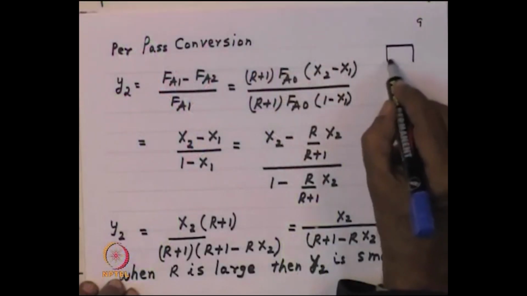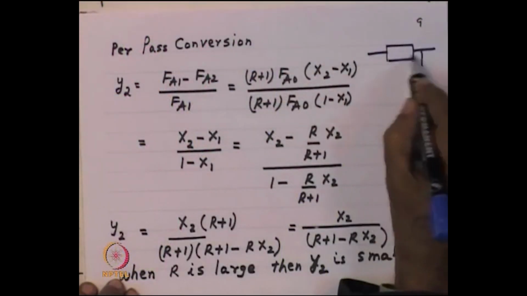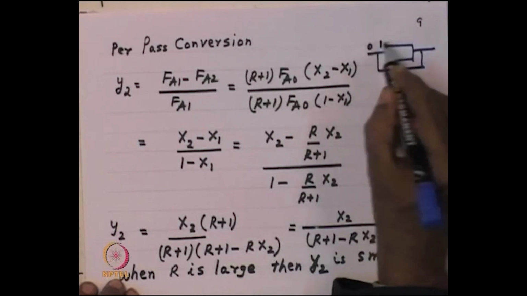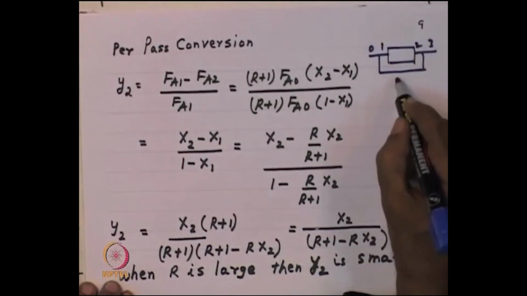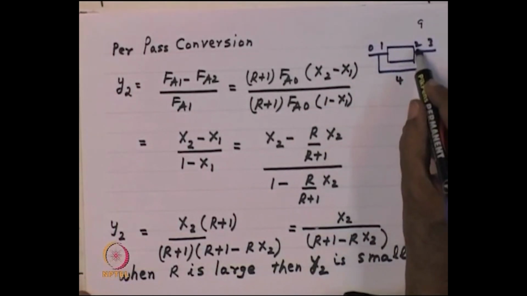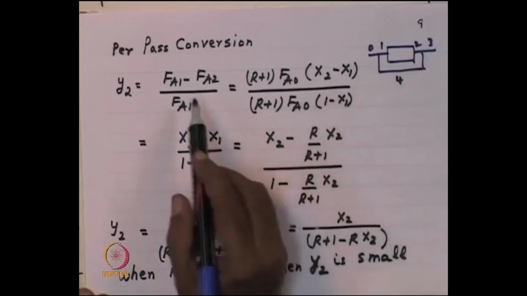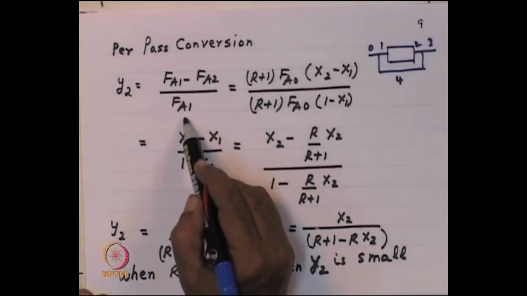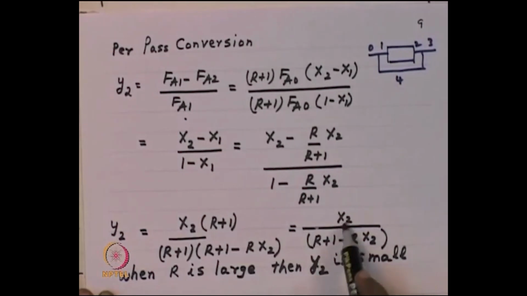So, what is per pass conversion? If I say our position 2, this is our position 2, okay, 0, 1, 2, 3 and 4. So, what is per pass conversion at 2? It is F A 1 minus F A 2 divided by F A 1. So, it comes in terms of x 2. So, when R is large, you can see that per pass conversion is quite low.